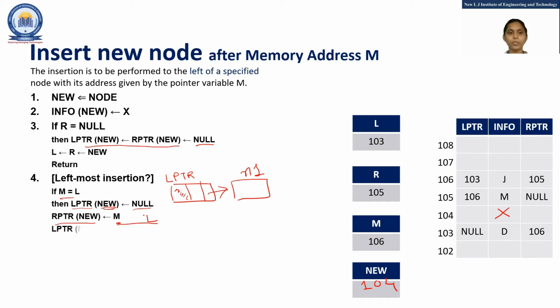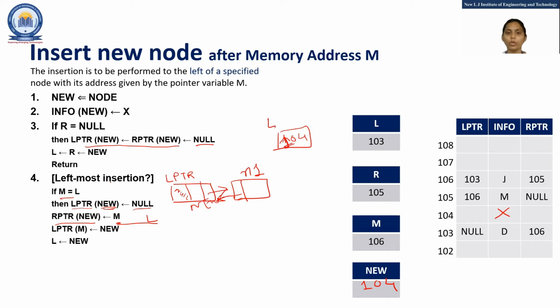Fine or not? Then after that, you also need to update this part. Here they have to point to where? They have to point to our new node. So this link part address would be updated in the case of insertion. Fine. Now our L pointer. The L pointer should have the address of new because new is my first node. So here what do you have to write? 104. This is the general scenario where you want to add a leftmost insertion.